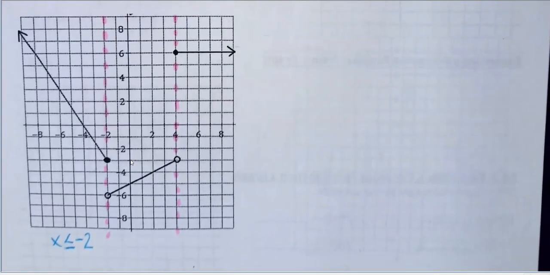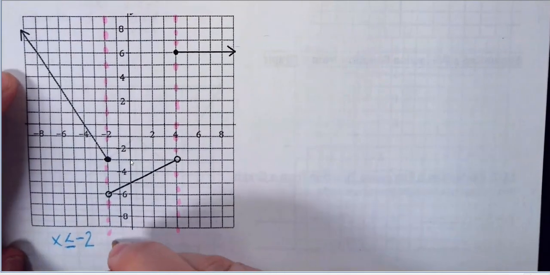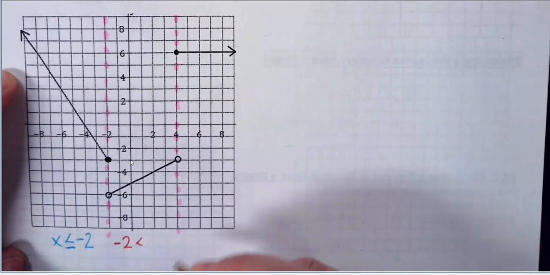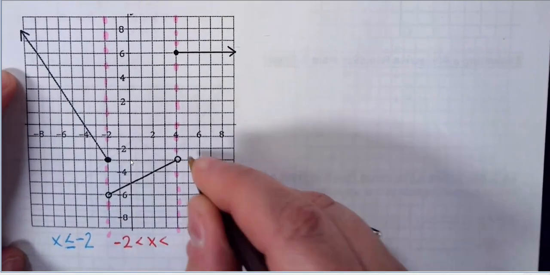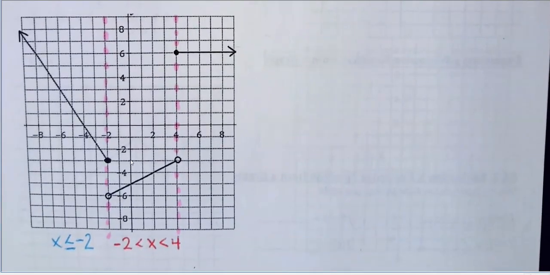That would be the domain for that piece. All the x values to the left of -2. The piece in the middle, we're between those two numbers, but I've got 2 open circles. So -2 and 4, and then that piece stops at 4. So between -2 and 4, we're going to use that second piece.